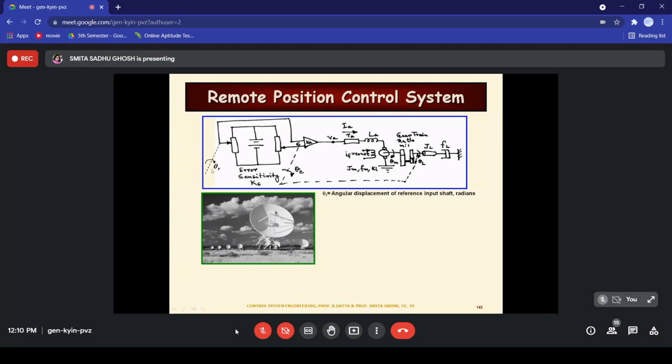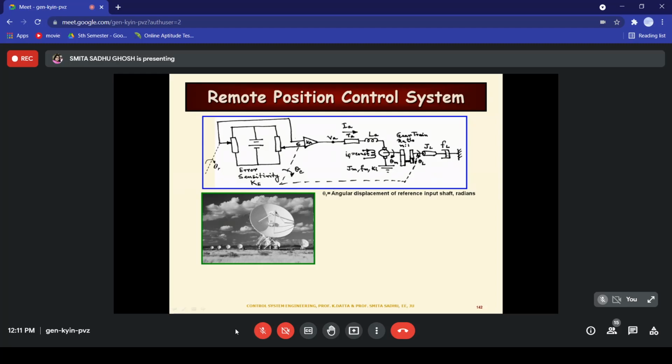Since this is a potentiometric error detector, you find that there are 2 pointers. One is coming from the reference shaft, shown with the dotted line over here, and the corresponding angle is theta r, which is the angular displacement of the reference or input shaft. The other pointer is actually coupled to the load shaft.